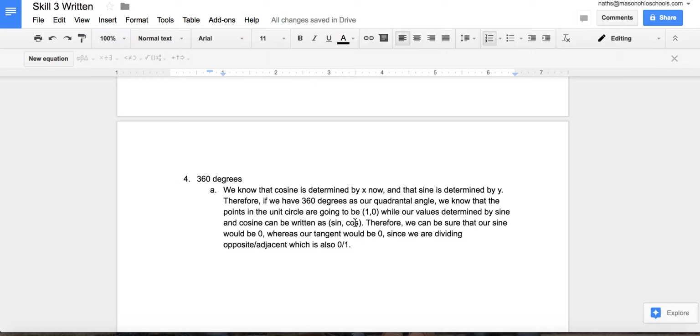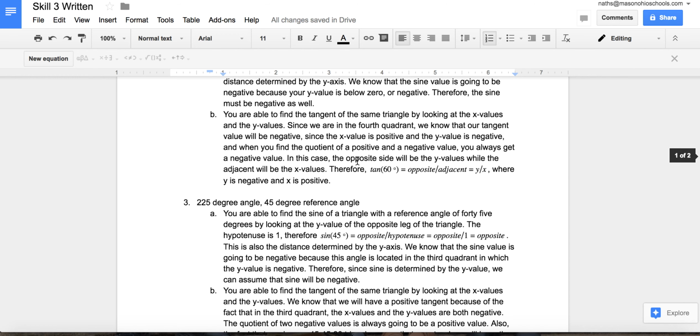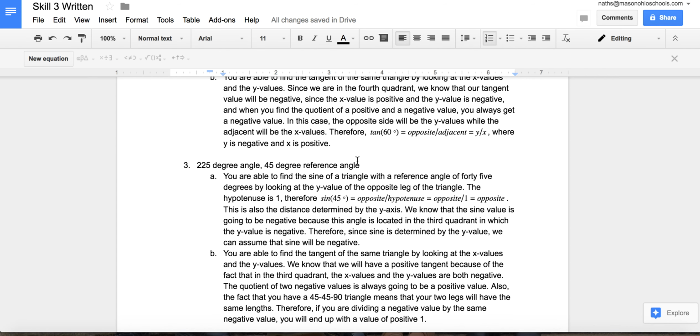Oh, I am so sorry. This should be cosine, sine. So obviously because cosine determines x and sine determines y, our sine would be 0, our cosine would be 1, my mistake. And of course we know sine is 0, but tangent is going to be opposite over adjacent, which is sine over cosine, 0 over 1, which is 0. So our tangent would also be 0 here. And that's how you find the sine and cosine and tangent of all of these different triangles.